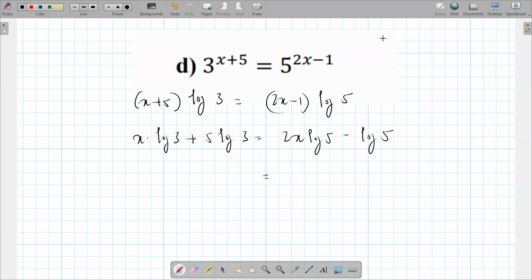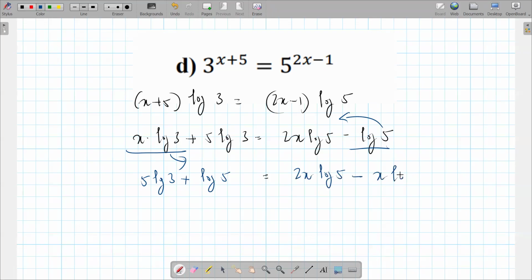Hmm. So let's see what's going to be easier. I'm going to move this to the other side. I'm going to move this here. So you get 5 log 3 plus log 5 is equal to 2x log 5 minus x log 3. What's next?